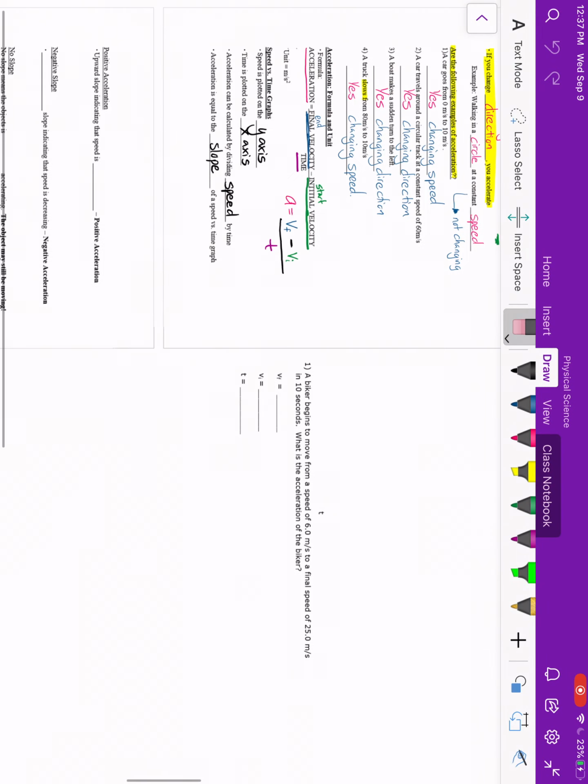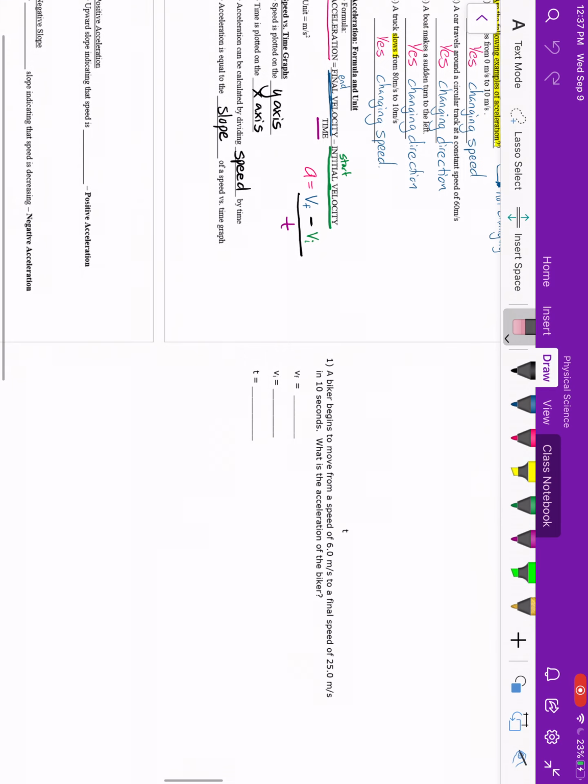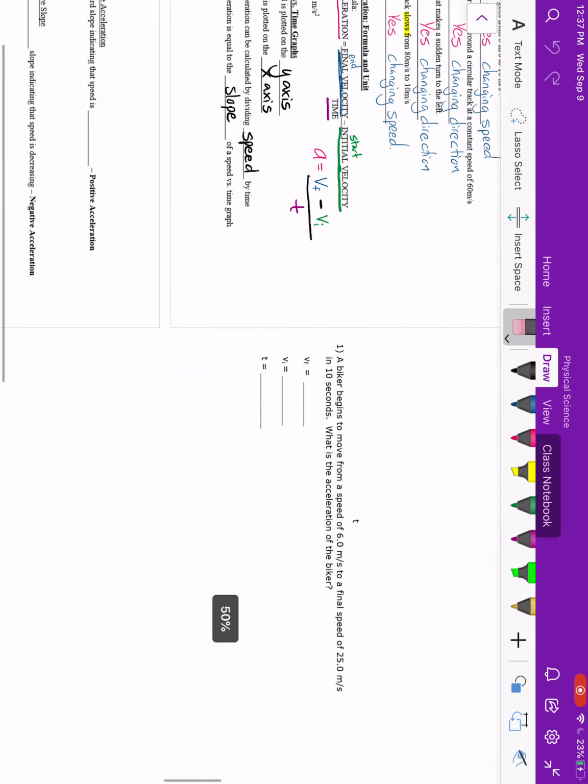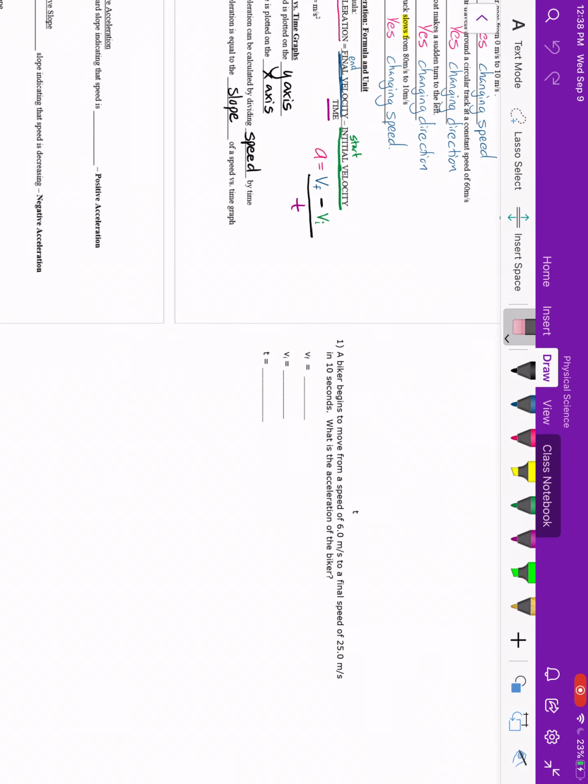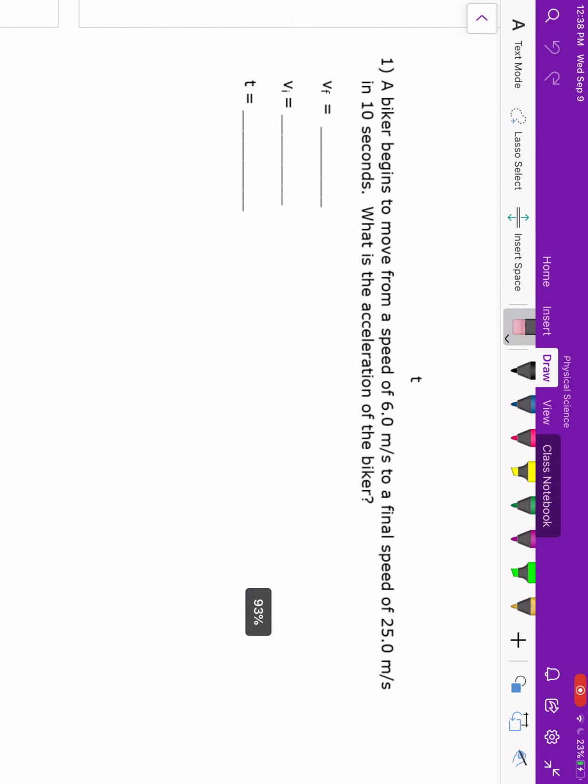All right, so here is the problem. Okay, so we have our equation. It says a biker begins to move from a speed of 6, don't worry about this T right here, 6 meters per second to a final speed of 25 meters per second in 10 seconds. What is the acceleration of the bike?